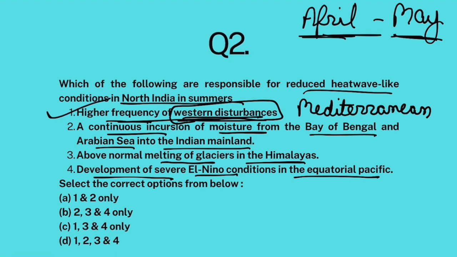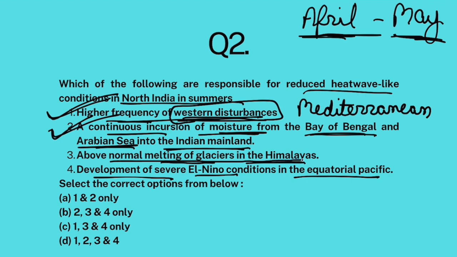Plus, there were winds that were traveling from the Bay of Bengal and Arabian Sea into the Indian mainland, carrying moisture with them and causing rainfall, which again dropped the temperatures. These were the two reasons why we saw unusually cooler months of April and May in northwest India and North India.